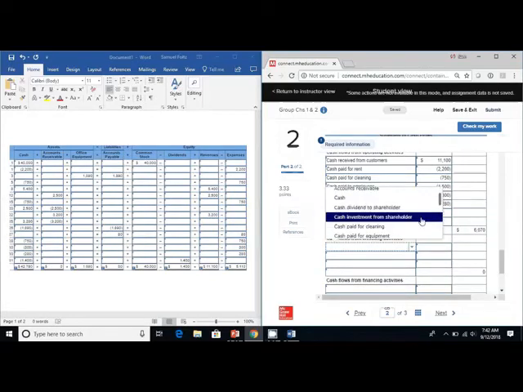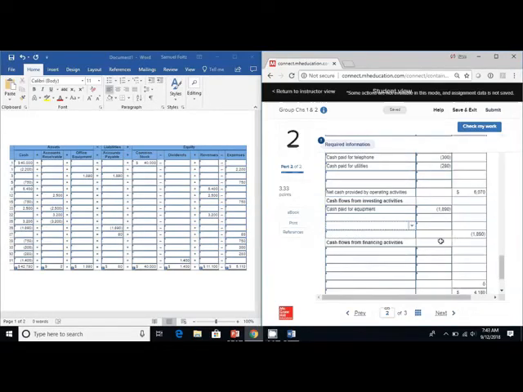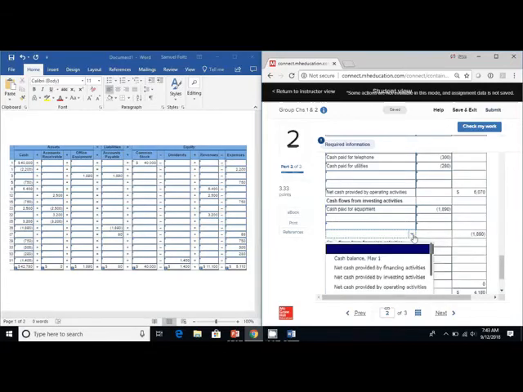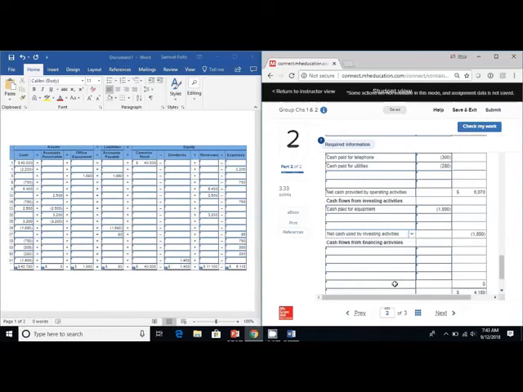So cash has been used. Let's see what we can find. So we've got cash paid for equipment. There it is. And it's a minus $1,890, because it's a cash outflow. It's the only investing activity we have, so we need to title our total account. And this is going to be net cash used by, because it's a negative, it makes sense. It's not provided. It's net cash used by investing activities.